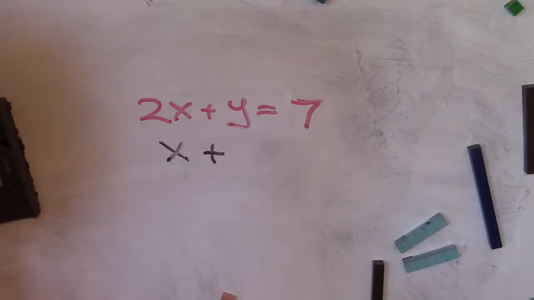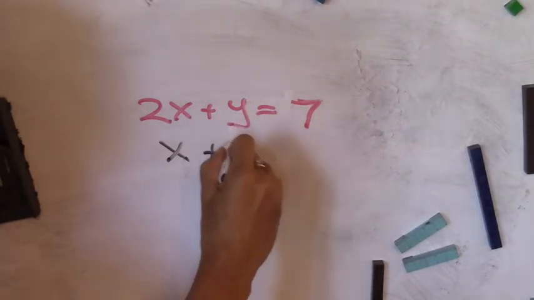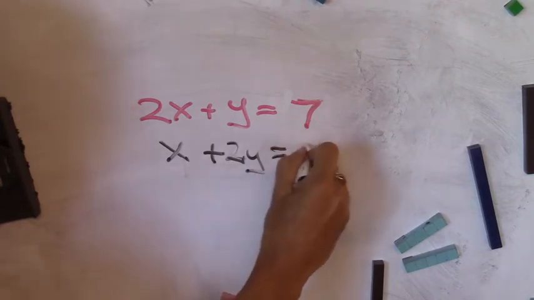Alright, and then over here I'm going to say x plus... Oh, and then I'll do this. This will be easy. x plus 2y is 5.